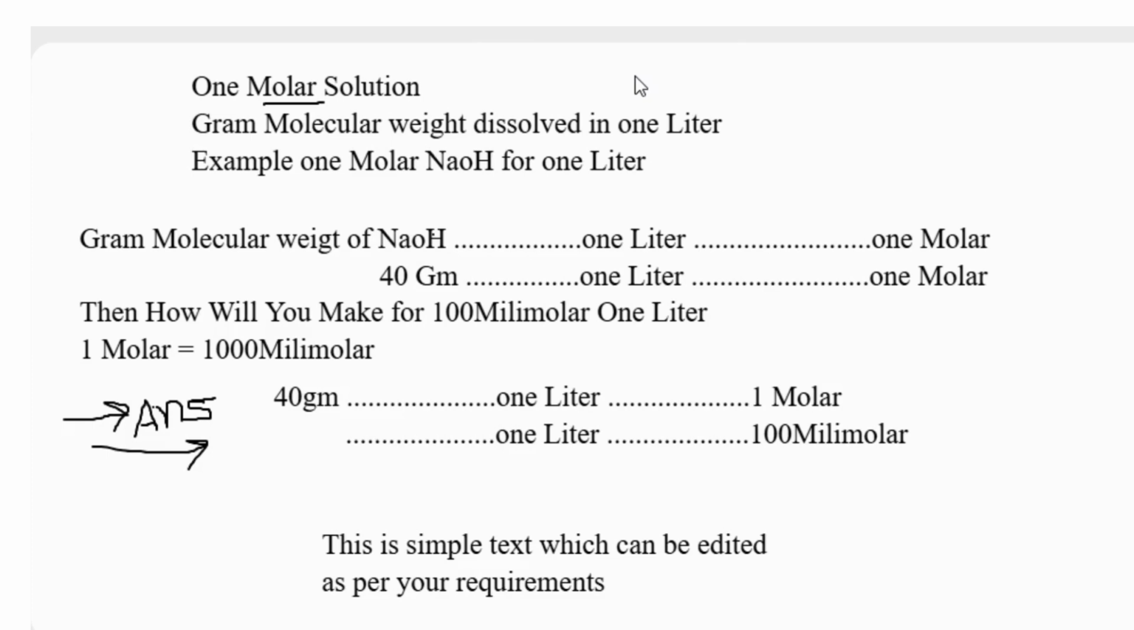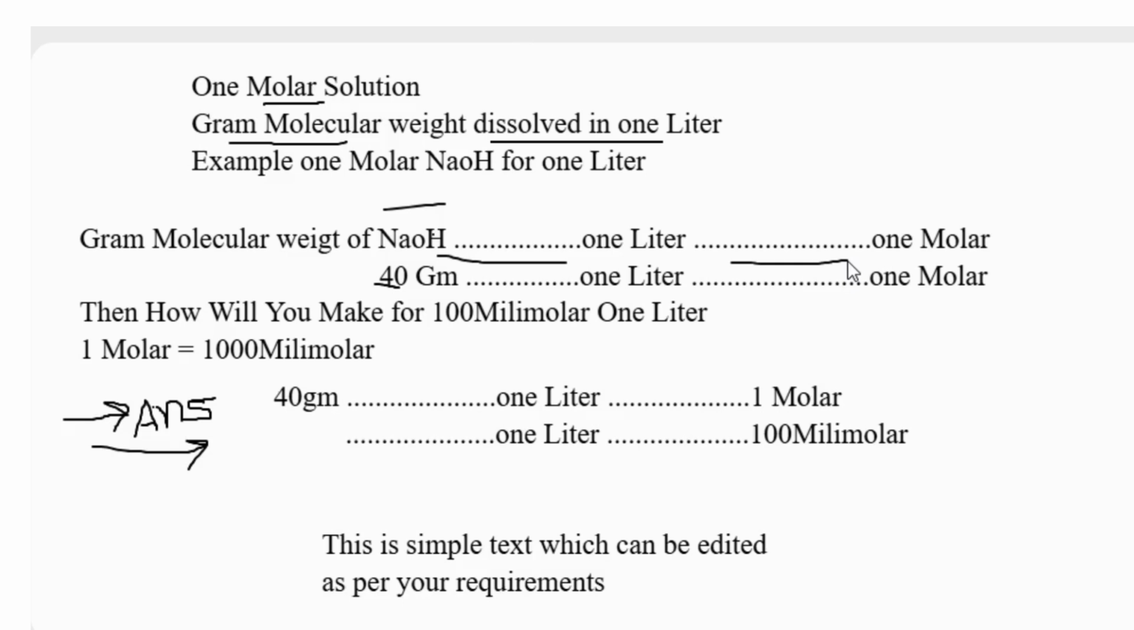Like any substance, if you know the gram molecular weight, and you dissolve that gram molecular weight in 1 liter of water or any solvent, it will give the 1 molar concentration. Let's say the example of NaOH. NaOH molecular weight is 40, correct? Then 40 gram dissolved in 1 liter will give the 1 molar concentration. This is a universal truth.